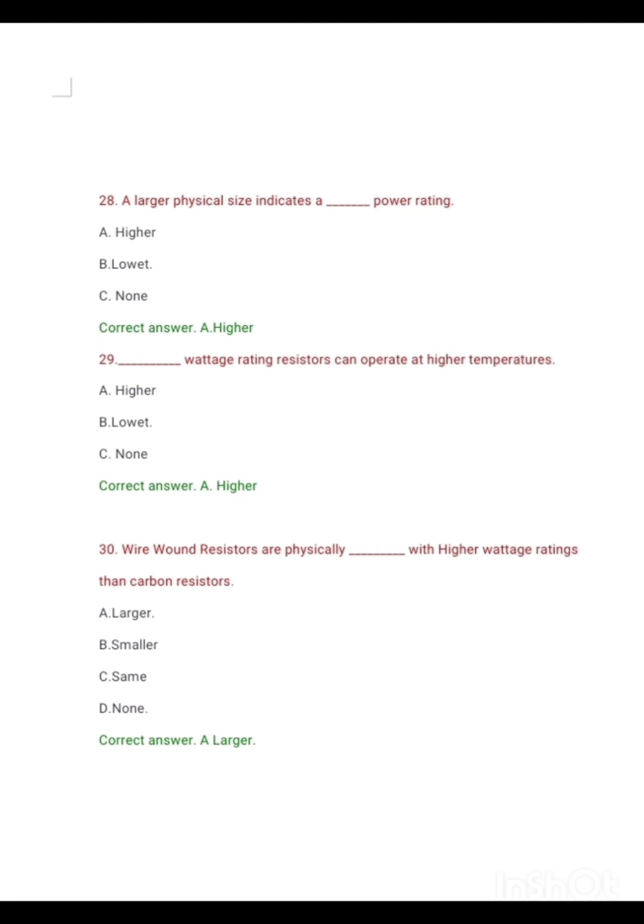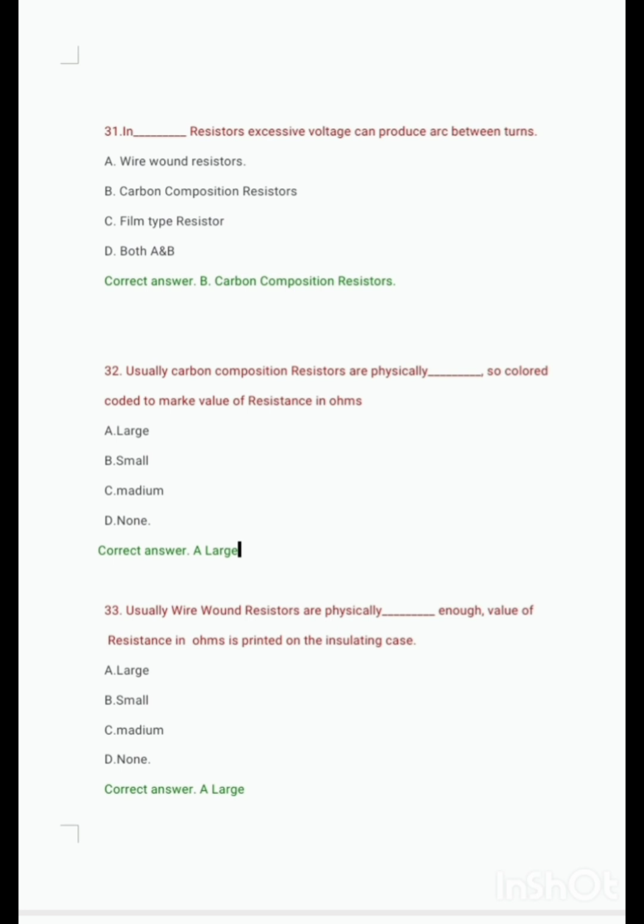30. Wire-wound resistors are physically with higher wattage ratings than carbon resistors. A. Larger, B. Smaller, C. Same, D. None. Answer: A, larger. 31. In resistors, excessive voltage can produce an arc between turns. A. Wire wound resistors, B. Carbon composition resistors, C. Film type resistor, D. Both A and B. Correct answer: A, wire wound resistors.